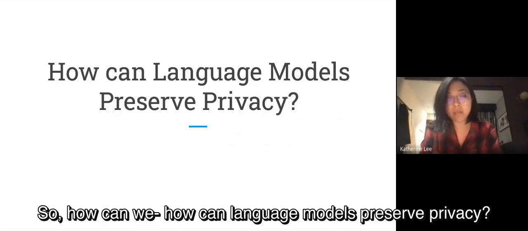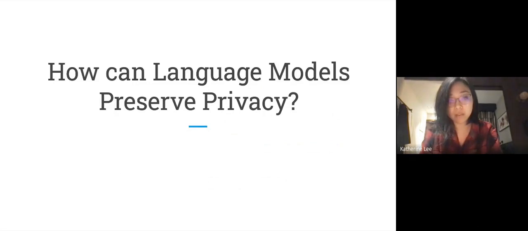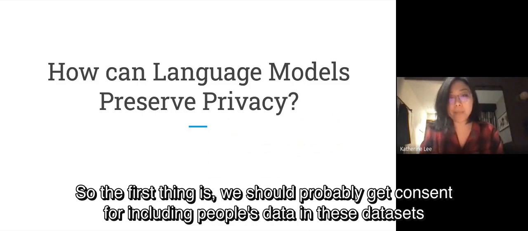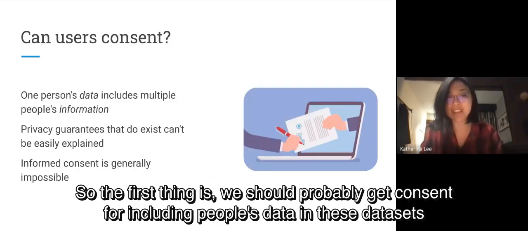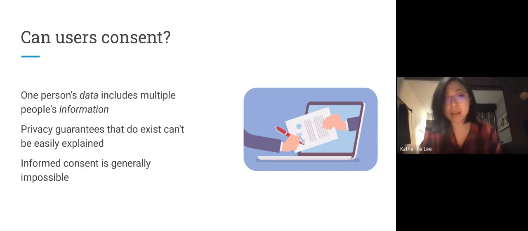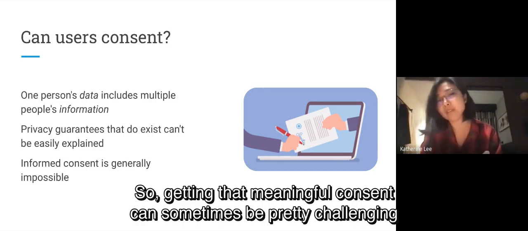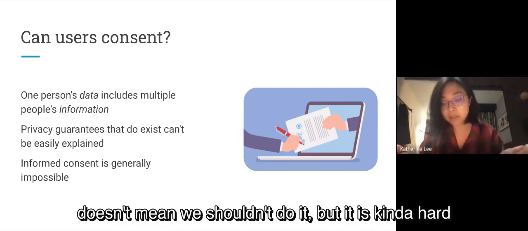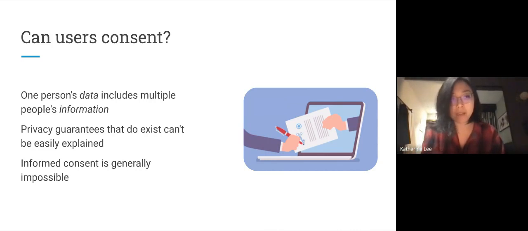So how can language models preserve privacy? Well, that's pretty challenging. So the first thing is we should probably get consent for including people's data in these data sets. One person's data could include many persons' information, though, as we saw with Alice, Grace, and Bob. So getting that meaningful consent can sometimes be pretty challenging. Informed consent, kind of hard. Doesn't mean we shouldn't do it, but it is kind of hard.